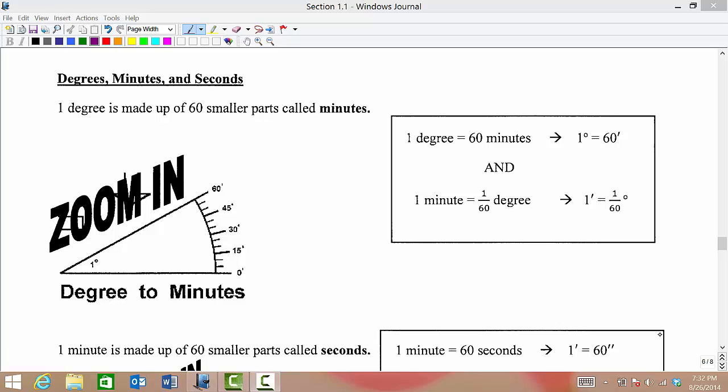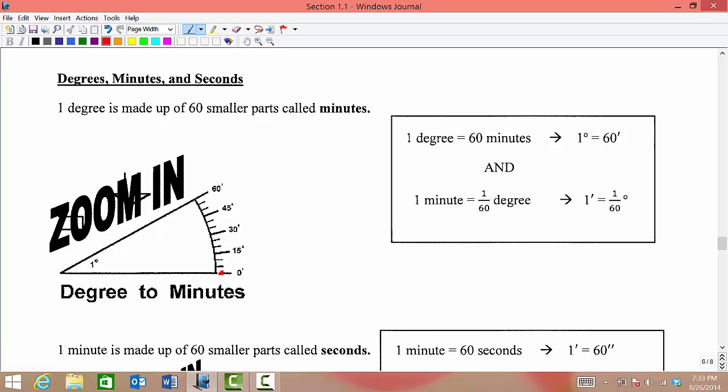Degrees can be broken up into smaller parts called minutes. If we take 1 degree, we can break that up into 60 equal parts, each one of which is called a minute. So we have here 1 degree, and we have zoomed in on that one little degree. Remember, this is a very, very small sliver of our overall 360 degrees. We're going to break that 1 degree up into 60 smaller parts.